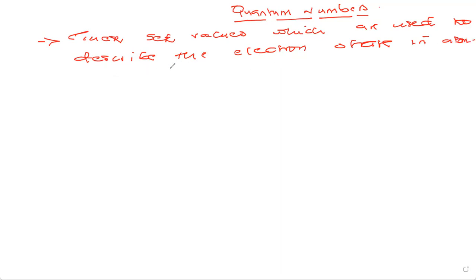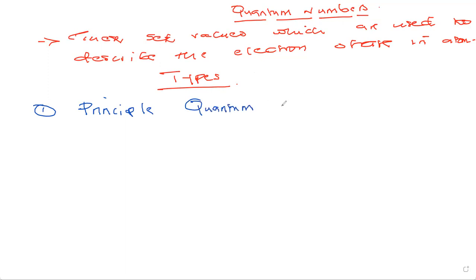There are 4 types of quantum numbers that we are going to look at. The first one is the principal quantum number. This principal quantum number is denoted by small letter n.